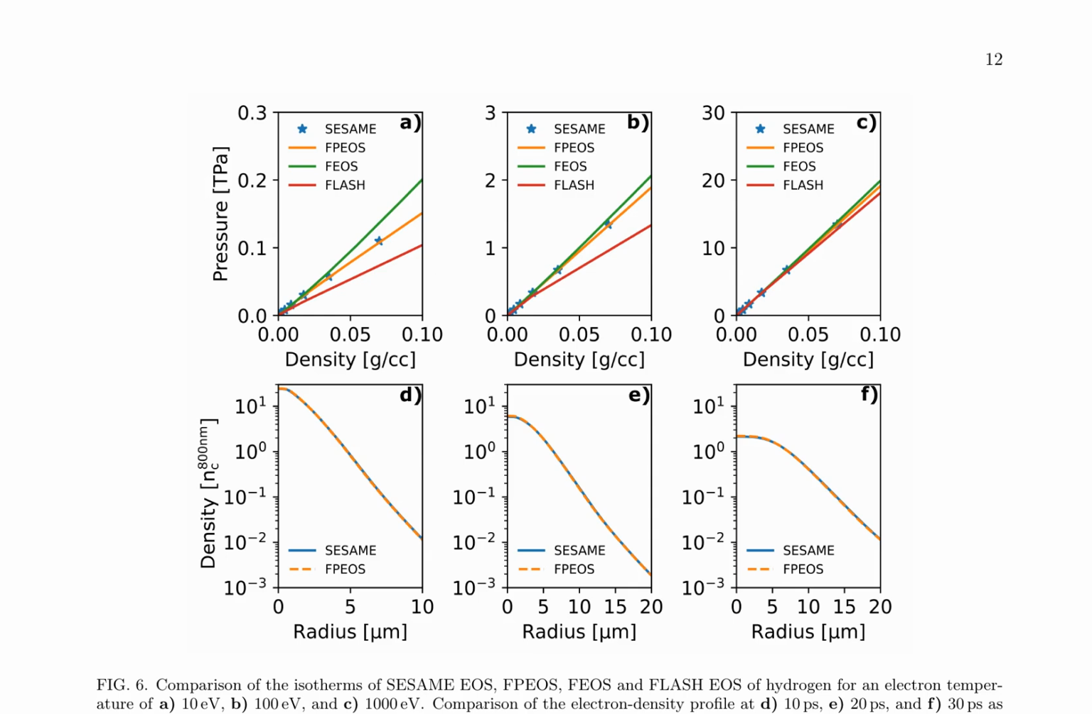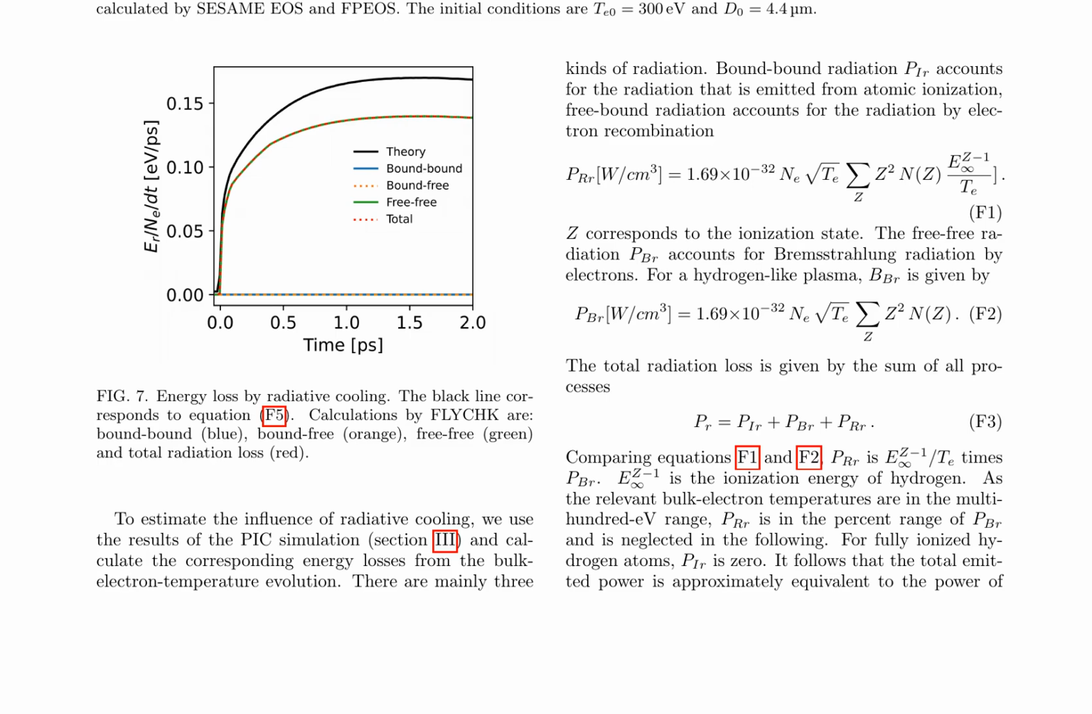The authors compare the isotherms of the different EOS and show that FPEOS fits SESAME EOS best. They also compare the electron density profile using SESAME EOS and FPEOS, which confirms the consistency of both EOS. The energy loss by radiative cooling is calculated using the results of the PIC simulation, and the total radiation loss is given by the sum of bound-bound, free-bound, and free-free radiation. The authors find that the total emitted power is approximately equivalent to the power of Bremsstrahlung radiation.